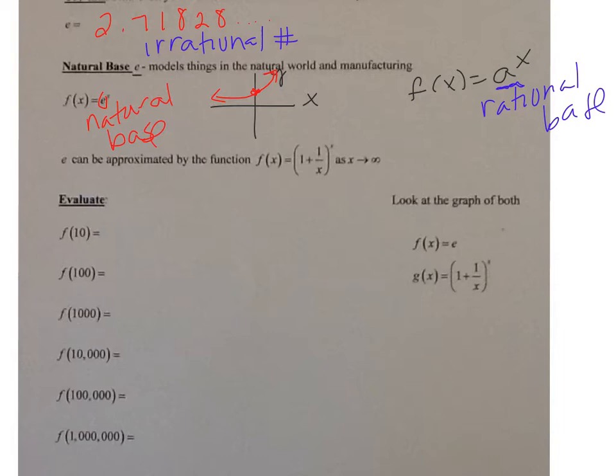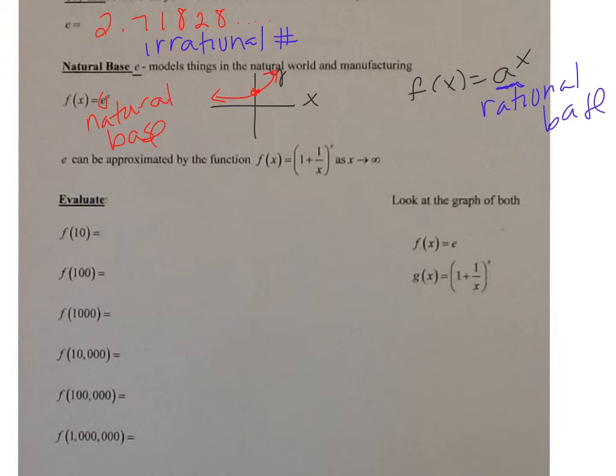Okay, so now E can be approximated by the function f of x equals (1 plus 1 over x) raised to the x power as x goes to positive infinity. So as I plug in positive x values as they go to positive infinity into this equation and I evaluate, my number will get closer and closer to this number here, the 2.71828. So I'm going to show you that. So we're going to start with f of 10.